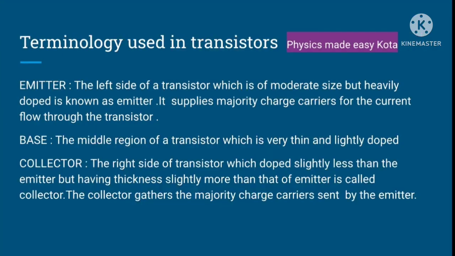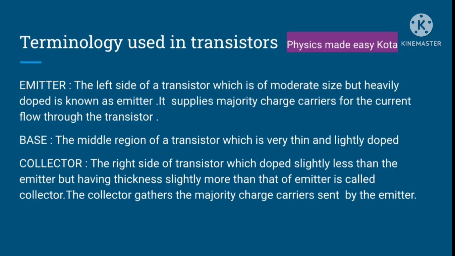Now here are some terms that are used in a transistor. Number one, the emitter. Its symbol is capital E. It is the left side of a transistor, which is of moderate size but heavily doped. It supplies majority charge carriers for current flow through the transistor. Second one is the base. The middle region, which is lightly doped and very thin, is known as the base.